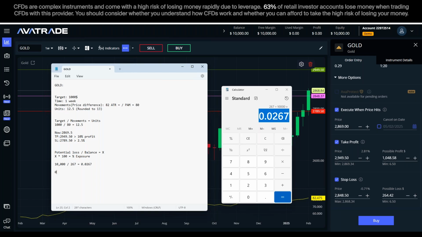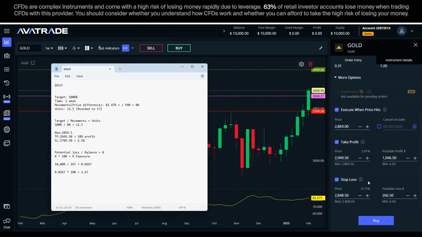Okay, and then if we multiply that by 100, we see that the exposure is 2.67. Okay, let's do it together now. Okay, you see? Now, it's important to understand that these numbers are referred to this position solely.